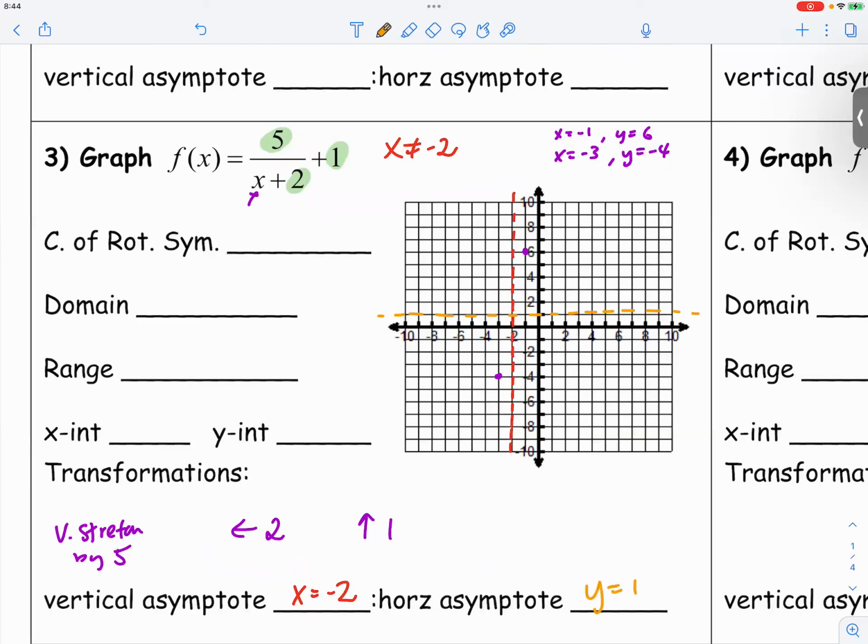If you want some further explanation why the horizontal asymptote is y equals 1, here's a little explanation. Again, what's the meaning of horizontal asymptote? When x becomes what? Infinity, right? So think about this. What is infinity plus 2? It's infinity, right? What is 5 over infinity? That's practically 0. Okay, and then 0 plus 1 is 1. That's why y equals 1.